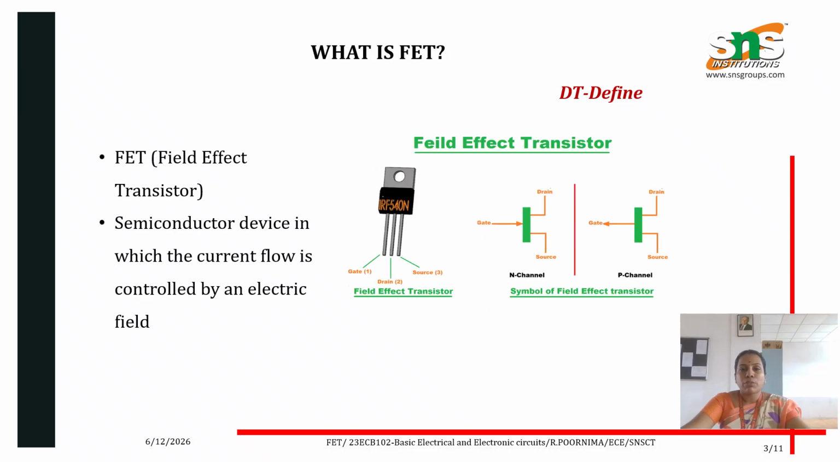And what is meant by a FET? It is a field effect transistor which controls the current flow using the electric field produced by the gate voltage. This is a semiconductor device consisting of three terminals: gate, source and drain, in which the current flow from the drain to source is controlled by the gate voltage. The gate terminal is used to control the electric current. There are two types of basic field effect transistors, N channel and P channel.